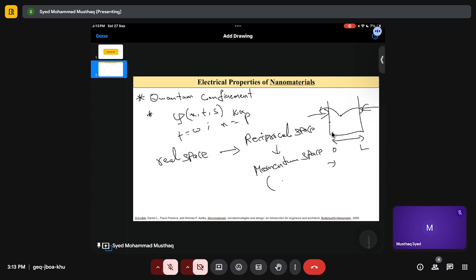And what do I mean by momentum space? Momentum space is nothing but energy, because energy is directly proportional to p square. Kinetic energy is directly proportional to p square. And that's about it. Now, why do we need to understand this quantum confinement?